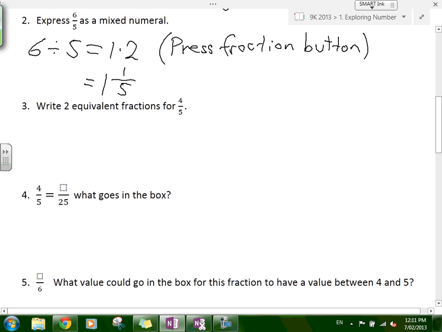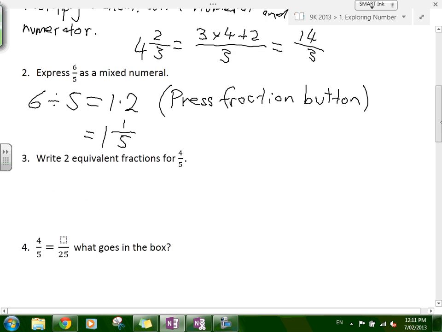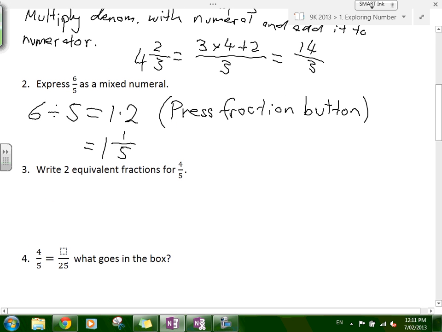Write two equivalent fractions for 4 over 5. So it could be anything. What it means by equivalent fractions, we talked about this before, you multiply the numerator and the denominator by any value and you'll get an equivalent fraction. Alright, so pick a value you want to multiply. Nick, pick a value. What do you want to multiply top and bottom? Here we go. 5, okay, so let's pick 5.